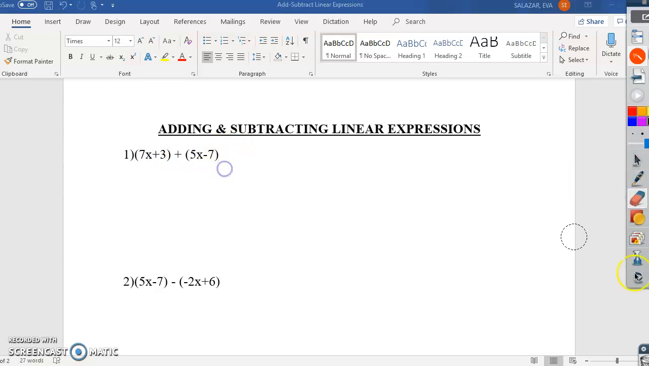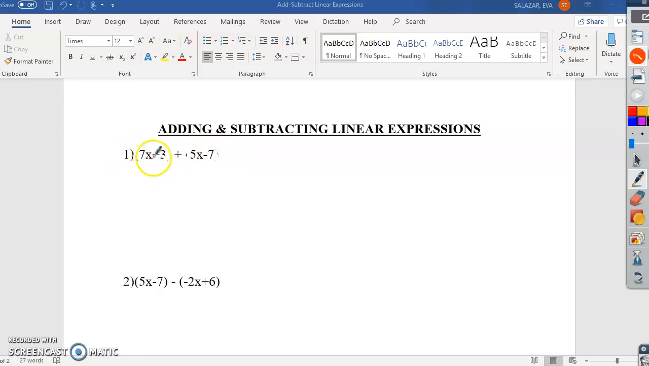Let me cross it out as if they no longer exist. So they're no longer there. And whenever it is a plus, it really does not change anything. So my first step is to eliminate the parentheses. It's going to make a difference when we get to number 2. That is going to change. So that means I now have 7x plus 3 plus 5x minus 7.